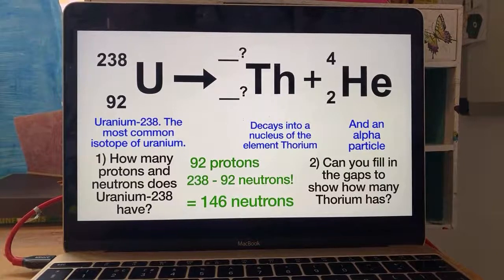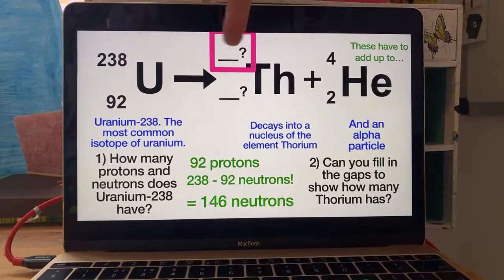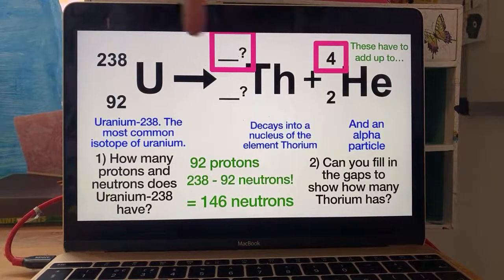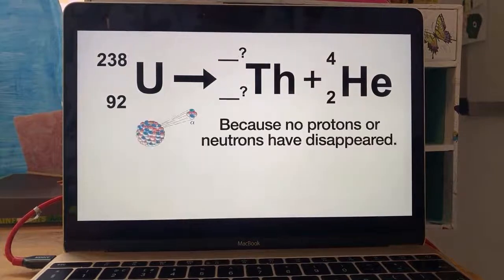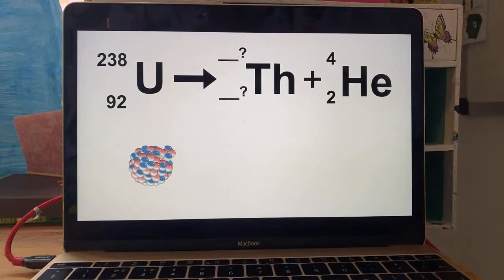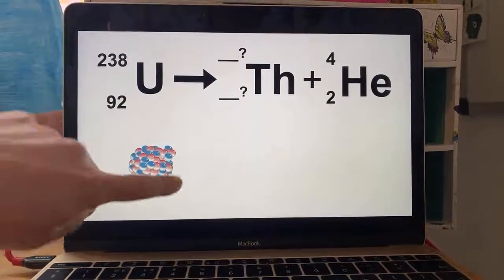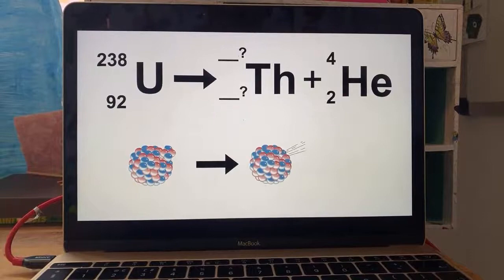So how are we going to fill in the gaps on this thorium particle? Well, the number of protons and neutrons that a thorium nucleus has and the number that a helium nucleus has have got to add up to the number that uranium has, right? I will show you why with a little picture, because no protons and neutrons have disappeared. The original uranium nucleus before it decayed has to be the same as the thorium nucleus plus the helium nucleus, right? Because they don't just disappear, do they?